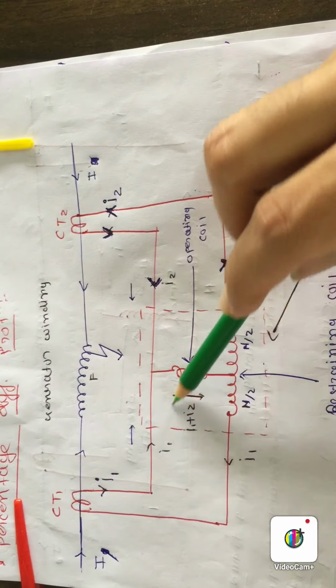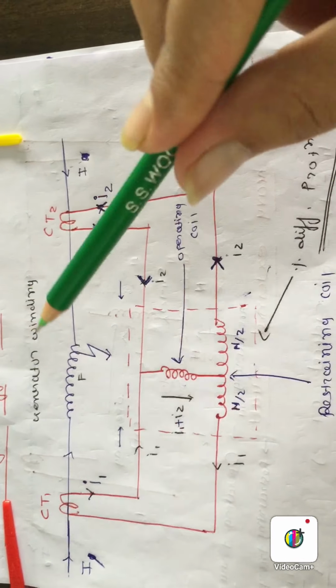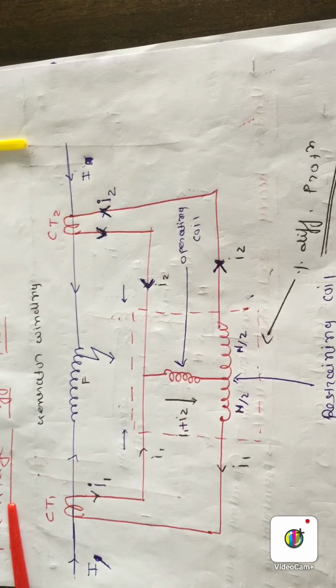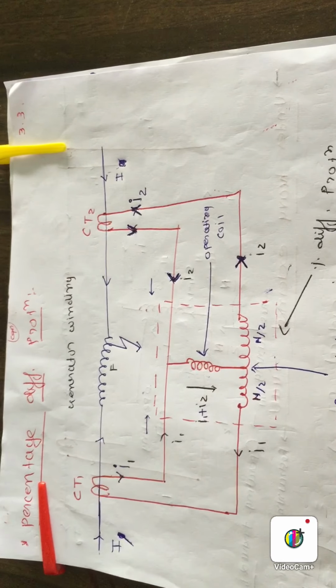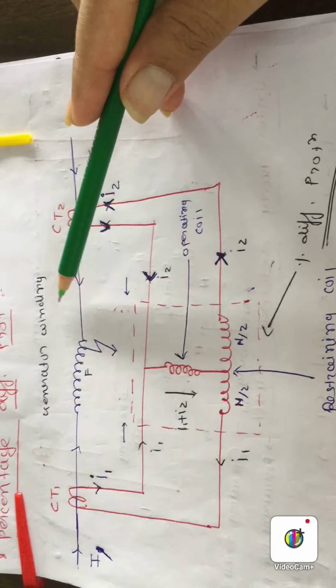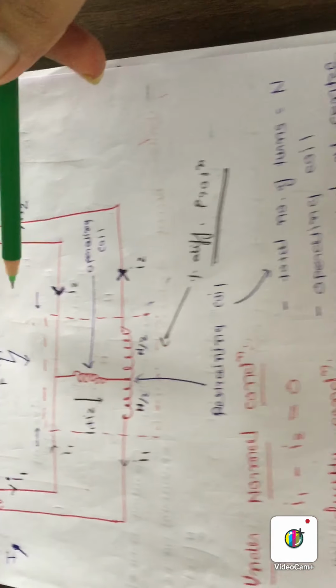Due to the addition of I1 and I2, the operating torque will become greater than the retaining torque. That's why this relay will operate. Okay, and the relay will operate only when the operating torque becomes greater than the retaining torque. So that's why this protection strategy provides protection for internal fault and neglects the external fault.